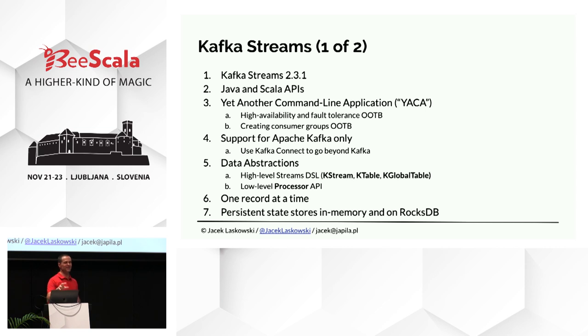So there is this high level Streams DSL with tables and streams, and there's this concept of KGlobalTable, something that's more sophisticated than ingredients like KStream and KTable. So rather than using Kafka producer and consumer APIs to build these abstractions for your applications, you can just use Kafka Streams and you will get the KTable and KStream APIs, or data abstractions, out of the box. That's the purpose of Kafka Streams.